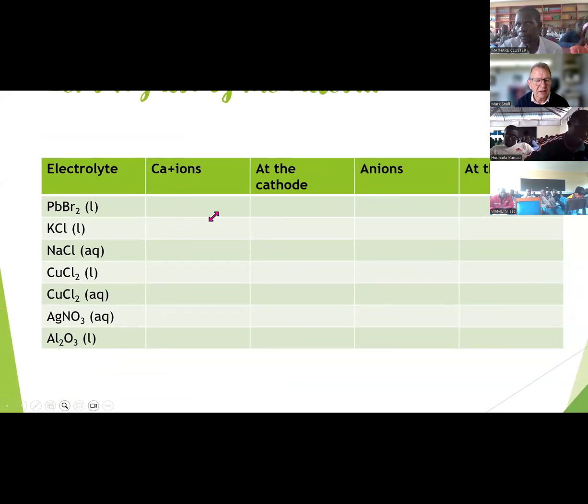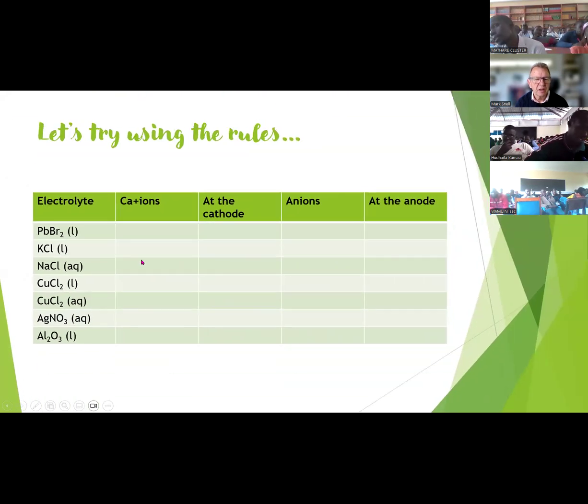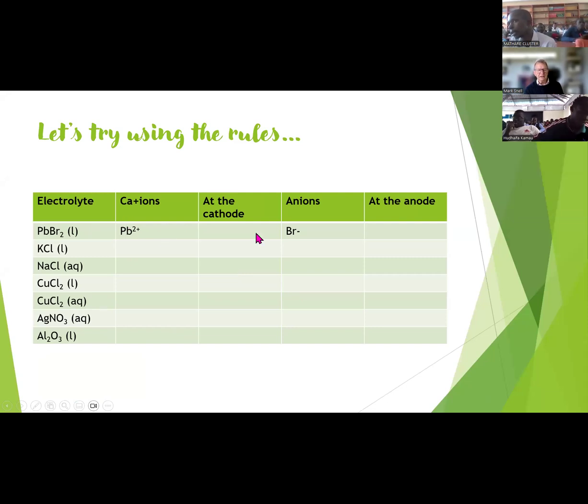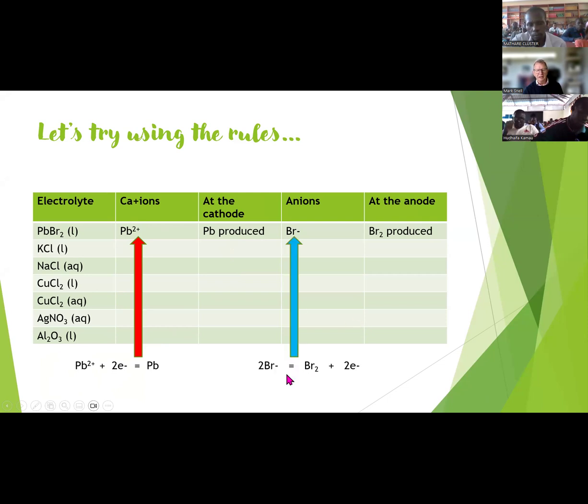So let's come back down to normal size. Here we go. So in the first one, it's really obvious. It's lead cations and anions, bromide. So it must be lead and bromine, no choice. In the second one, it's got to be lead ions because that's all there is, and therefore the discharge equation will be Pb2+ plus 2 electrons makes lead. And here, Br minus, 2 of them because it forms diatomic bromine, etc.